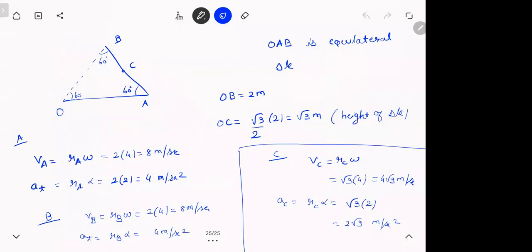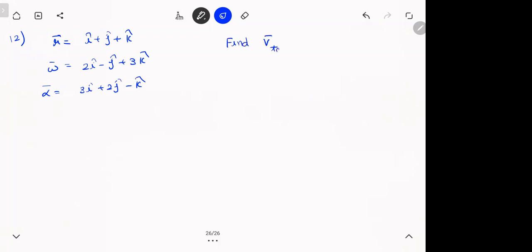Next one. R bar is i plus j plus k. Omega bar is 2i minus j plus 3k. Alpha bar is 3i plus 2j minus k. Find V tangential and A tangential. The formula is what? Omega bar cross R bar for velocity, alpha bar cross R bar for acceleration. Hope everyone knows cross product. Get this thing.